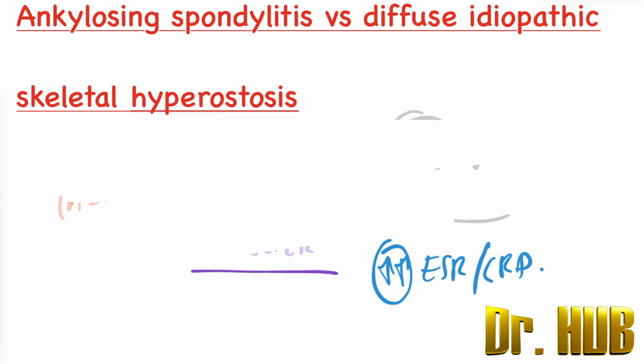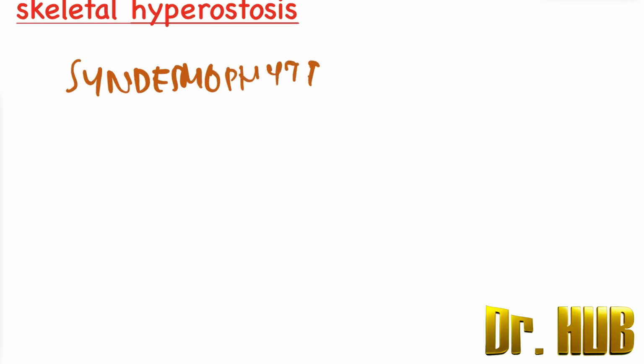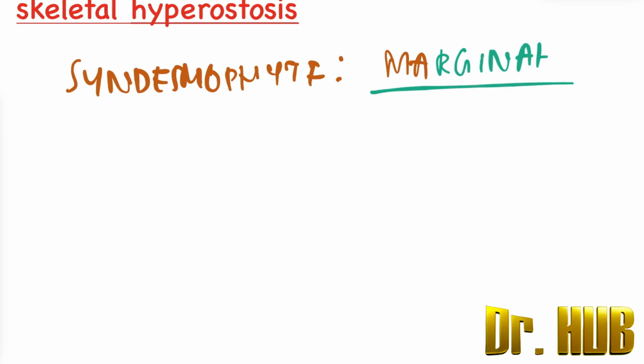Now let's move on to the syndesmophytes. How are the syndesmophytes? Under the syndesmophytes, it is going to be marginal. And then looking at the radiograph, how is the radiograph? It is going to be bamboo spine.